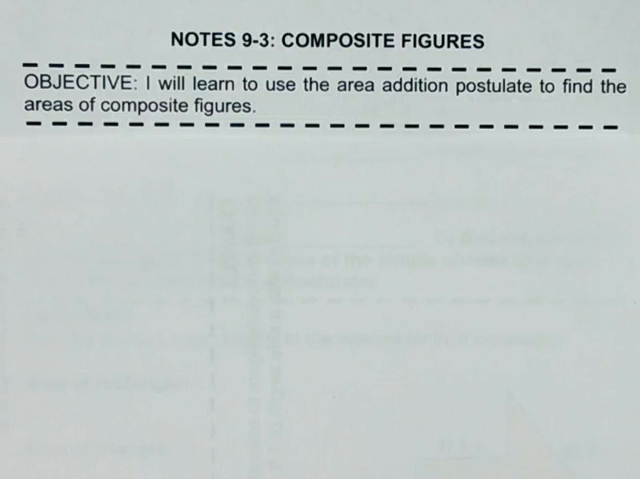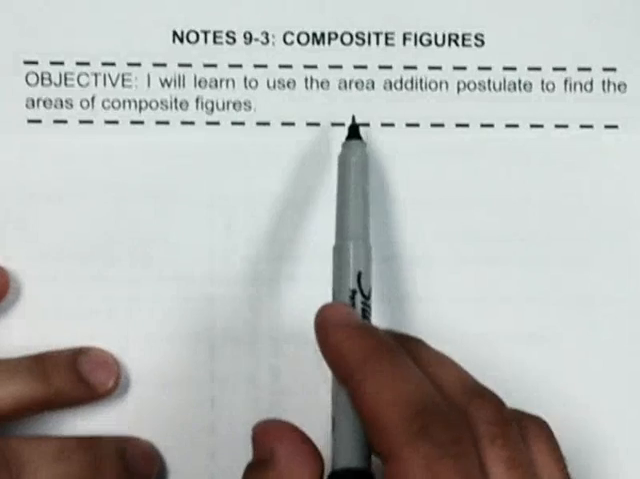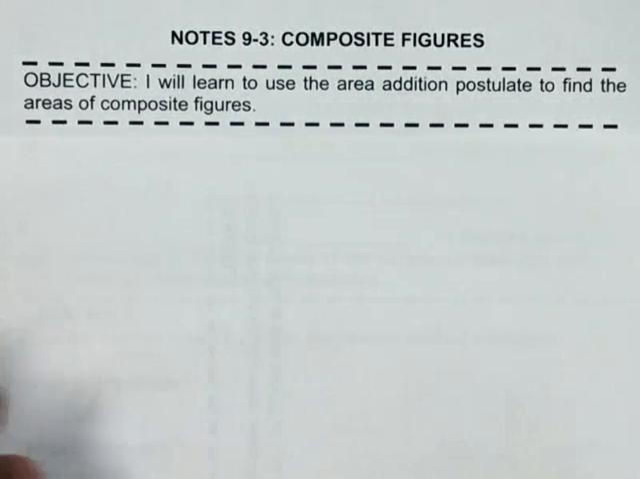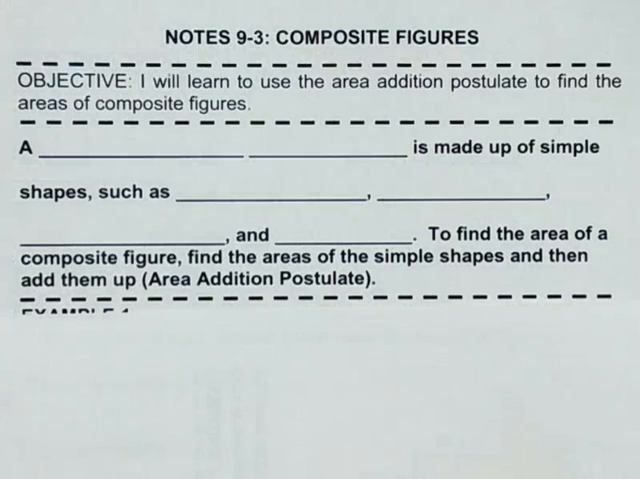All right, 9.3 deals with composite figures, or the area of composite figures. So you're going to learn to use the area addition postulate to find the area of these composite figures. So we're going to define what a composite figure is.